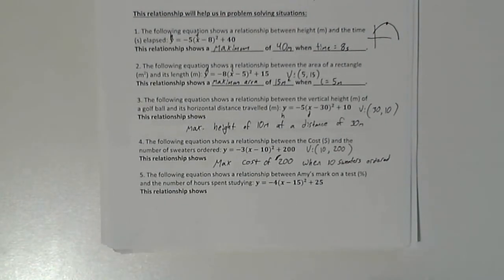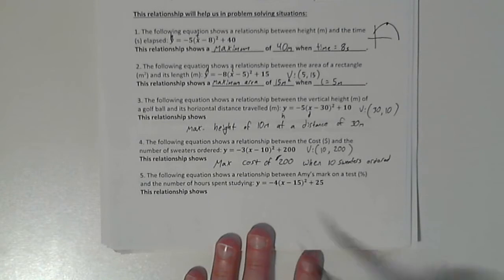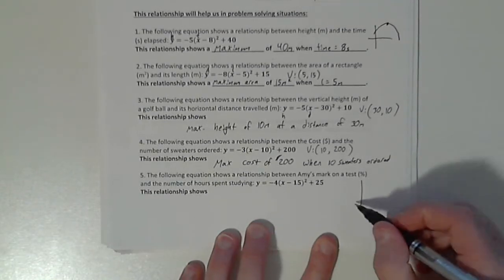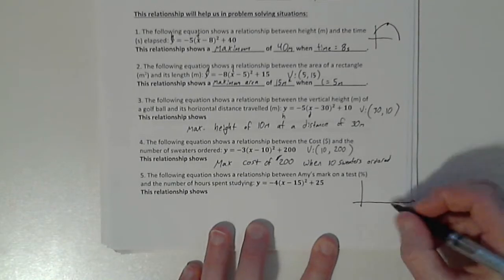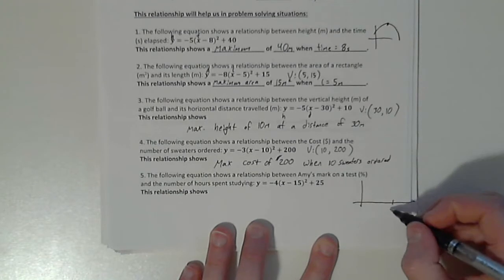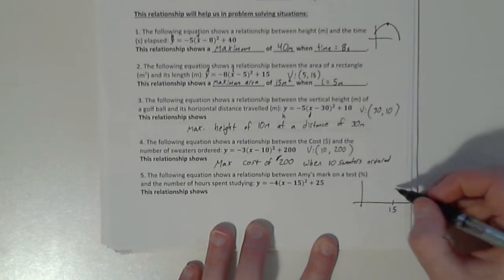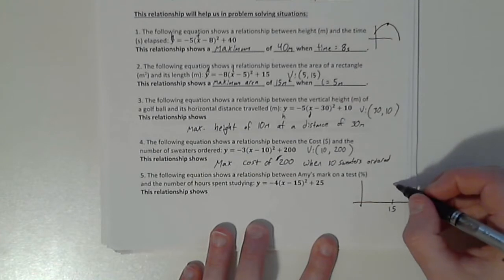The following equation shows a relationship between Amy's mark on a test and the number of hours she spent studying. Ooh, nice. I wonder why it's a quadratic. So it's a quadratic opening down. So after she spent 15 hours, she's going to be at her best mark on the test, which is 25.